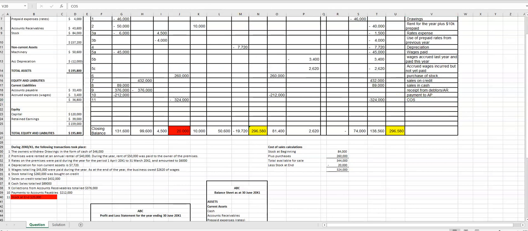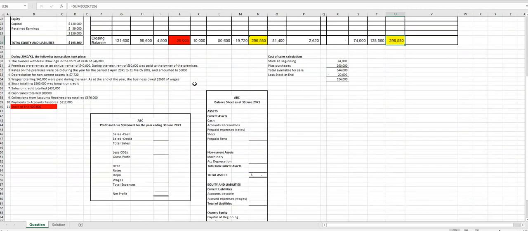Okay, so before moving any further, we do just need to do a quick check of those yellow boxes to make sure that they are the same. They are the $296,580. So let's build the profit and loss statement now. So let's scroll down to here.